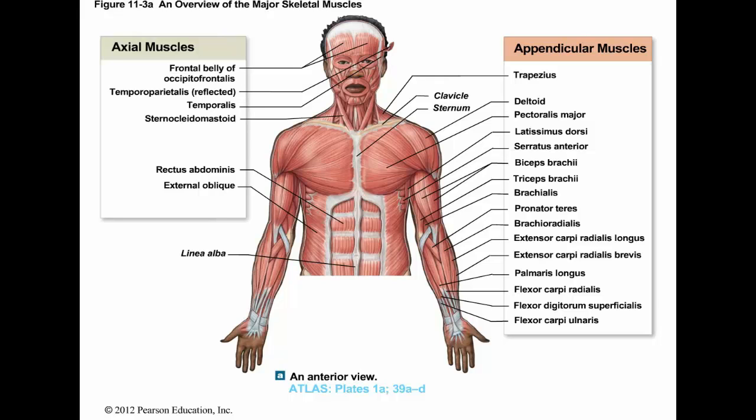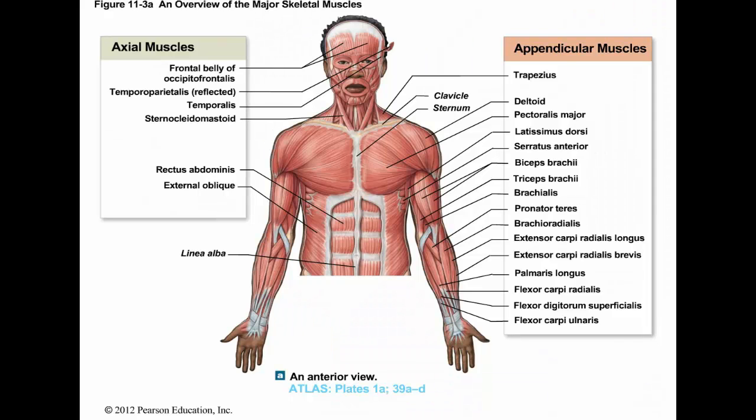The sternocleidomastoid you need to know, because that will influence you when we're looking at taking certain observations. And the appendicular muscles, as we're working down from the neck, we've got the trapezius, the deltoid, pectoralis major, latissimus dorsi, serratus anterior, biceps brachii, so 2 heads of the biceps, triceps brachii, which is 3 heads of the triceps, brachialis, pronator teres, so it turns the forearm over, brachioradialis, attaches to the radius, extensor carpi radialis longus, extensor carpi radialis brevis, palmaris longus, flexor carpi radialis, flexor digitorum superficialis, and flexor carpi ulnaris.